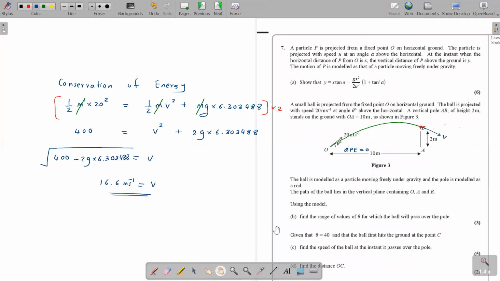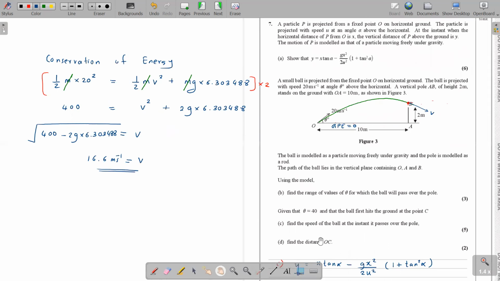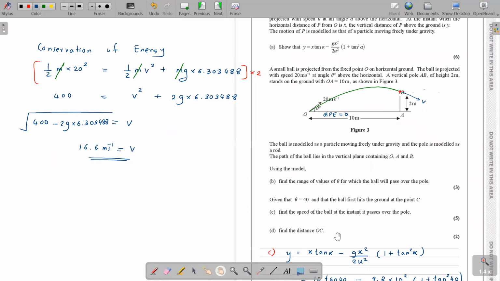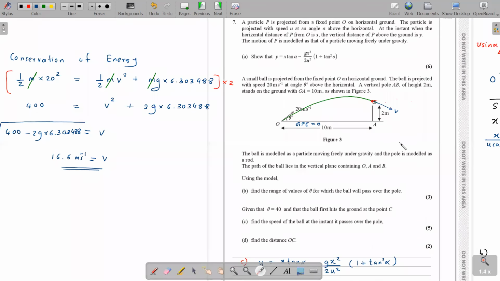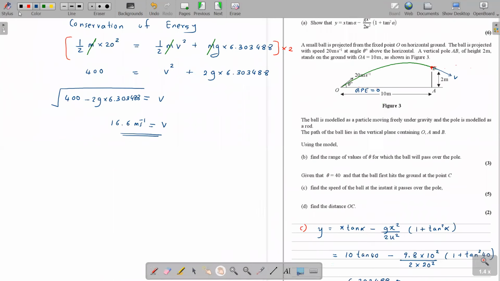This is not the work-energy principle. Energy is conserved. Conservation of energy. So the energy you have at the beginning is exactly equal to the energy you have at the end. Okay, then the last part, find the distance OC. Who is C? C is the place where the ball hits the ground. Let's finish it off. It's just 2 marks.